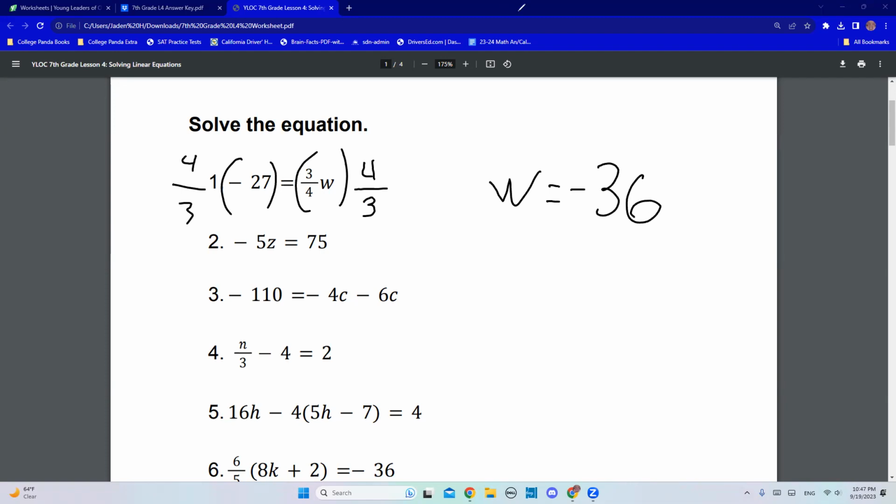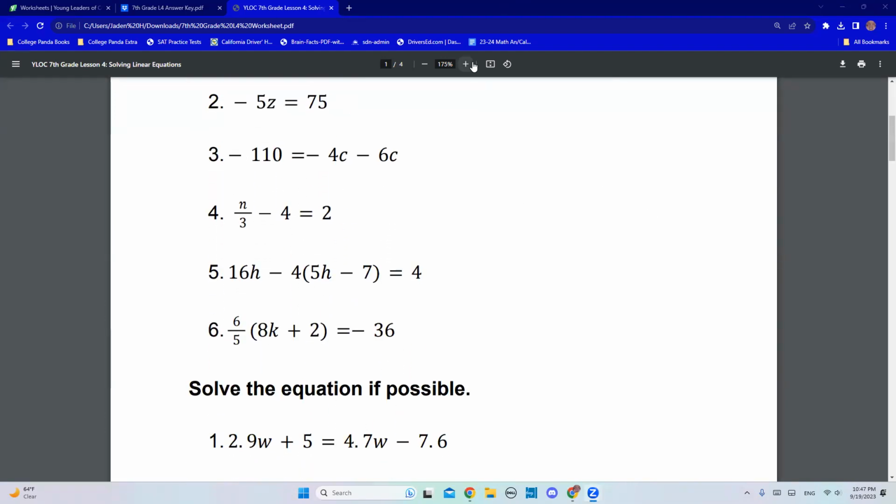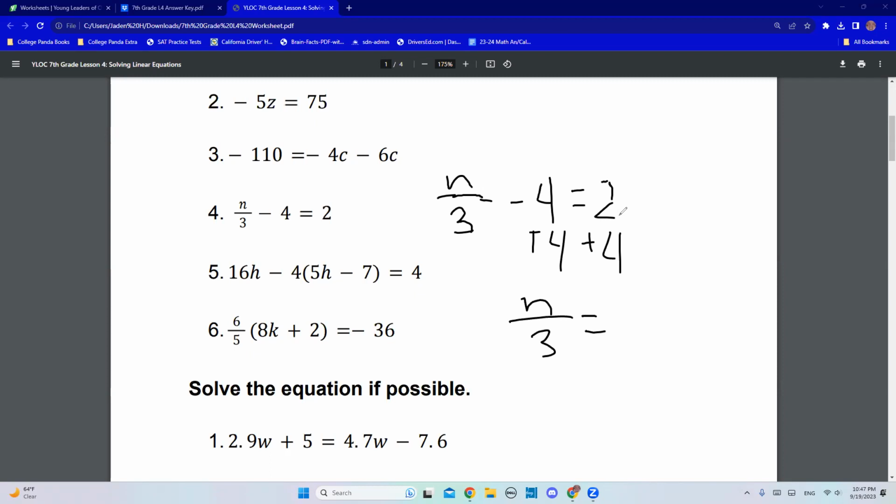All right, let's try out one more problem like that. So n over 3 minus 4 equals 2. When you want to isolate the variable, the last thing you want to do is multiply and divide. So first we'll add 4 to both sides. So we get n over 3 equals 6.